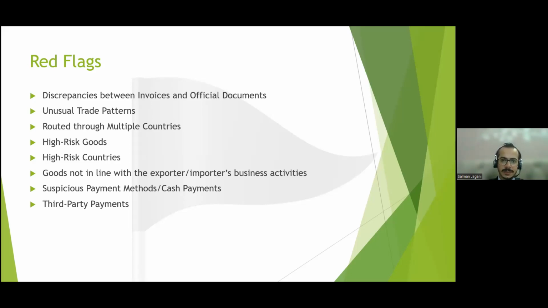Obviously the importers do not make payments themselves, but they make their payments from third party companies, which I would say is quite a red flag. Then there are frequent document changes.